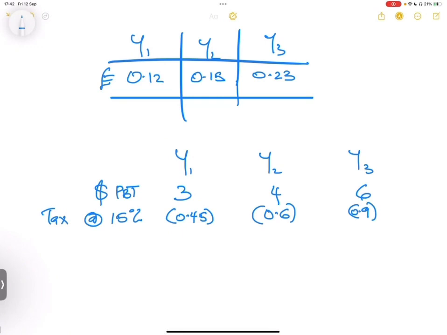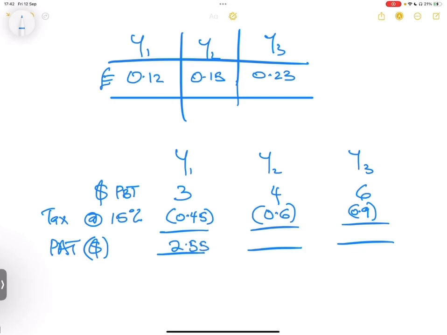I forgot to do this part. Okay, let's see. I'm supposed to deduct the figures. So which means the profit after tax in the US in dollars will be 3 minus 0.45, that is 2.55, 3.4, 5.1. So we have a profit after tax from this investment.